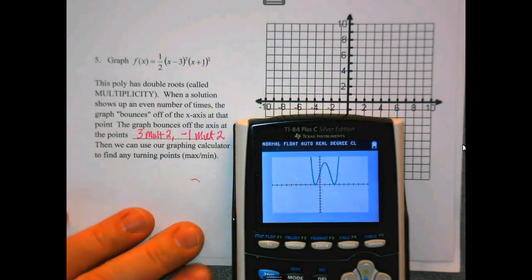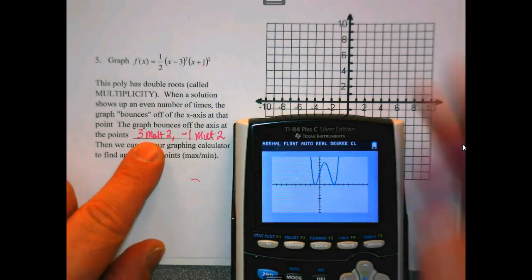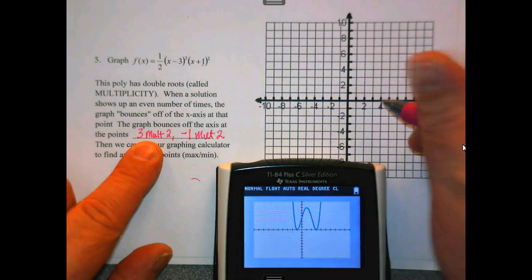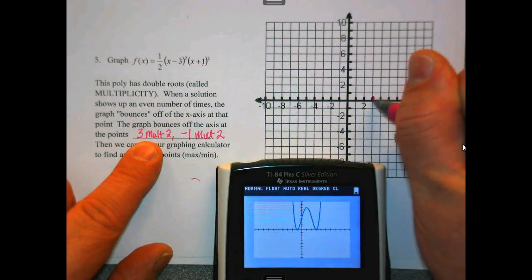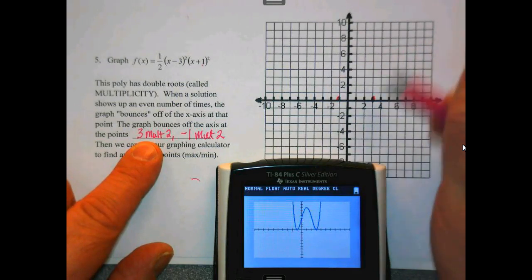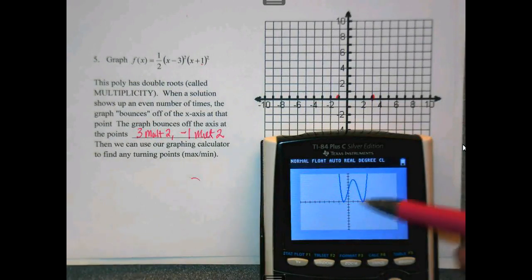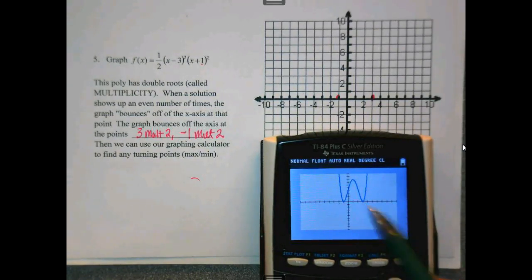Okay. So I know what the zeros are. They're 3 and negative 1. So 3 and -1, and they're going to bounce off of that. We need to find the max and the min, right? Okay, this one has actually two mins. So let's find the mins.